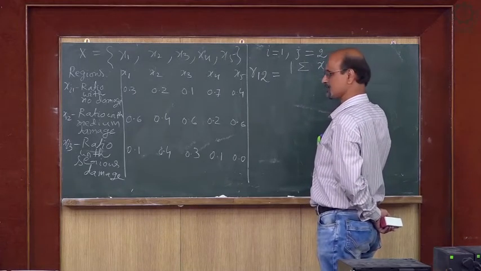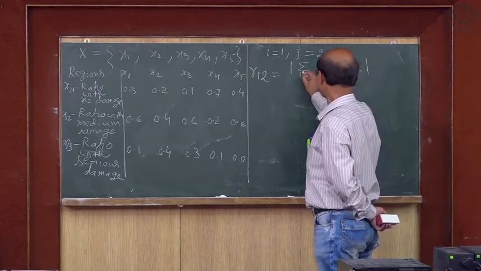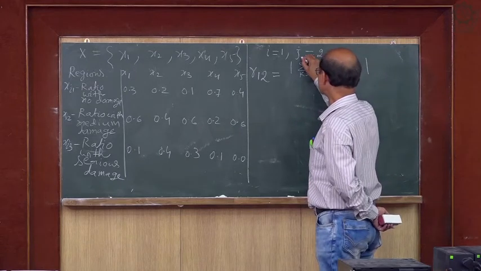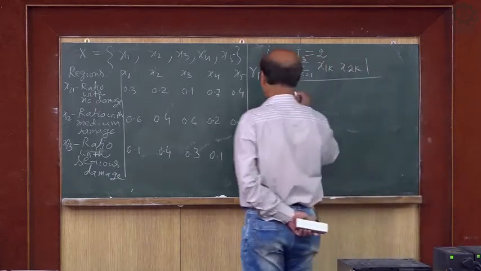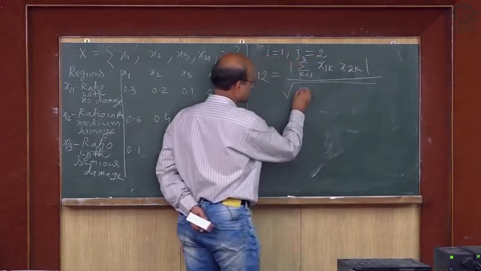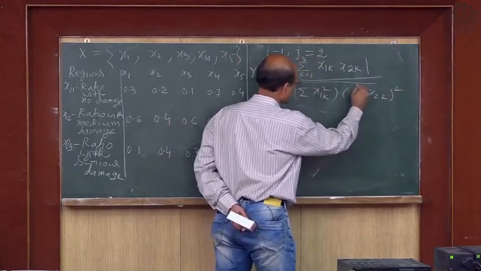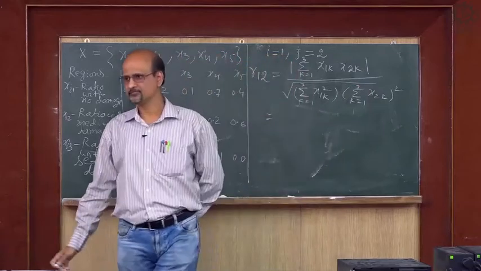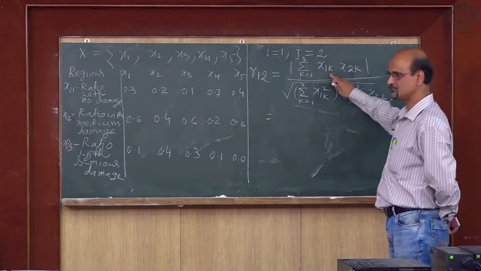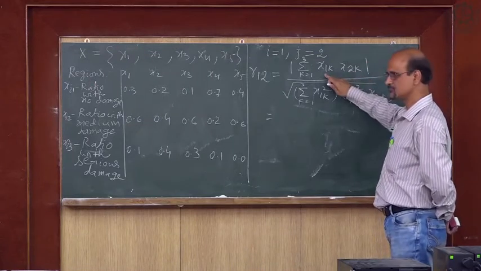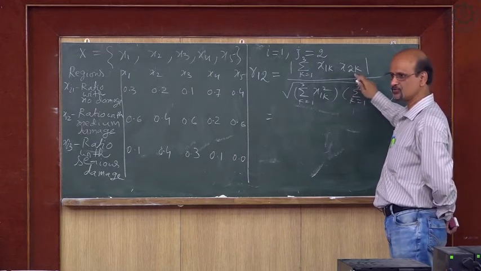x1k and x2k, and k is going from 1 to 3. Square root of divided by square root of summation this. Okay. So, what we will have? The numerator, I have x11 into x21 plus x12 into x22 plus x13 into x23.